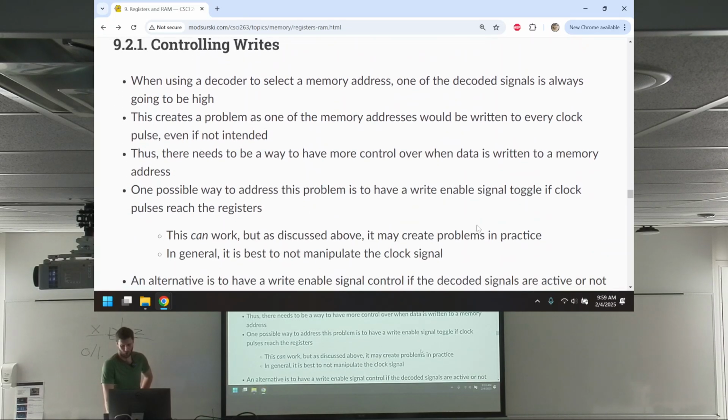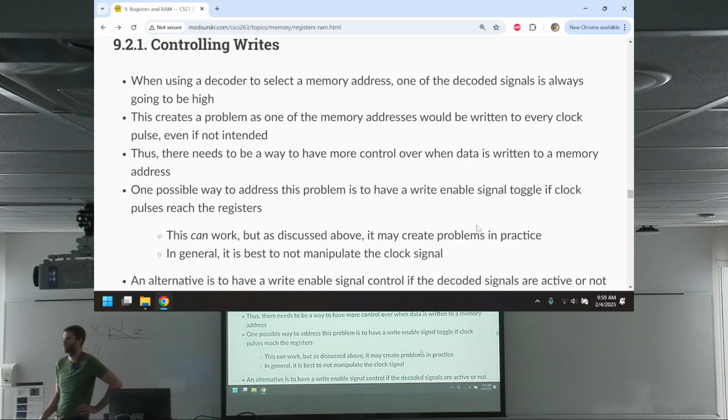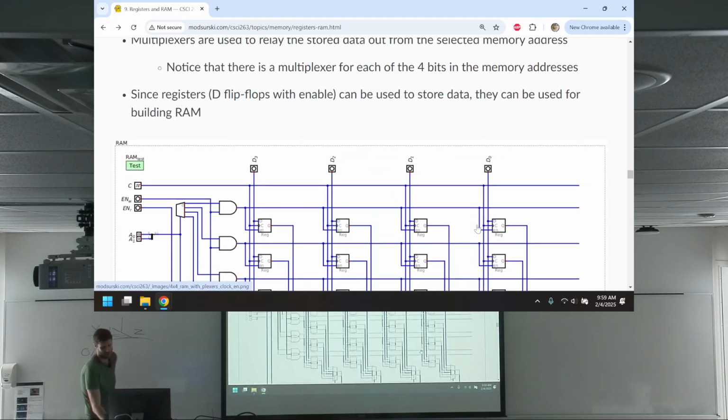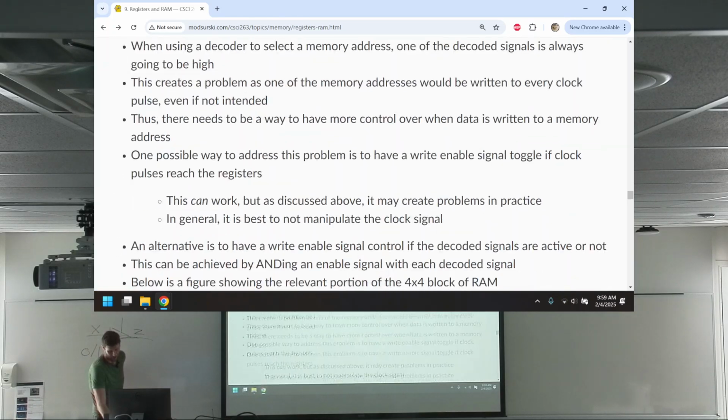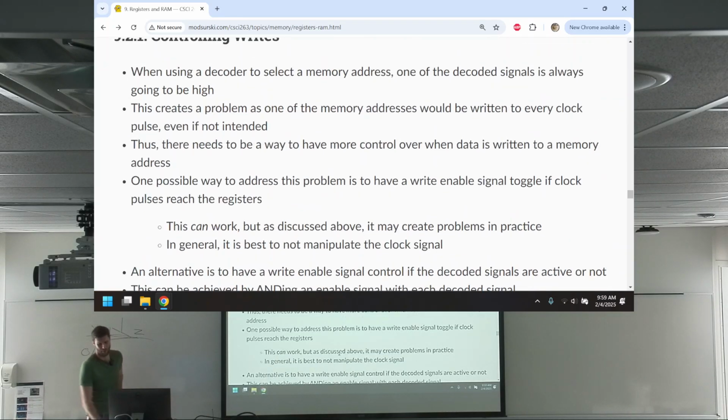Cool. Controlling writes. Now, this is basically what I just said. When using a decoder to select a memory address, one of the decoded signals is always going to be high. This creates a problem as one of the memory addresses, sorry, I lied. This is talking about writing data to RAM. This is talking about the fact that we need these AND gates, okay? This creates a problem as one of the memory addresses would be written to at every clock cycle, even if not intended. Thus, there needs to be a way to have more control over when data is written to memory.